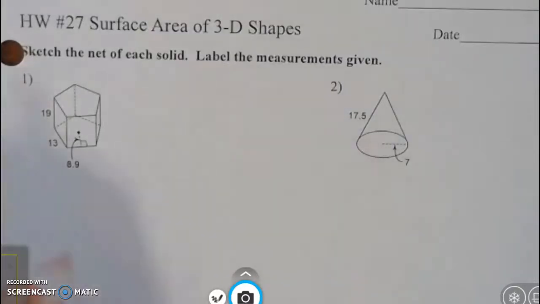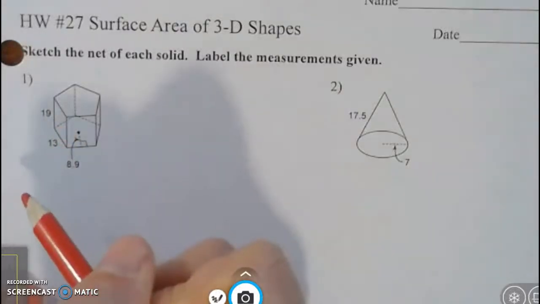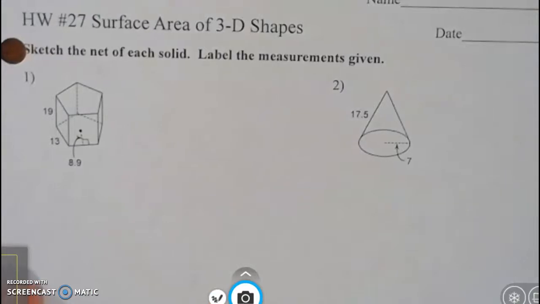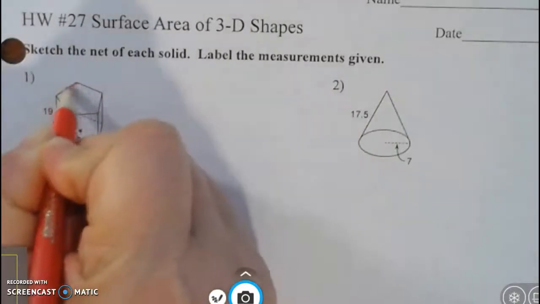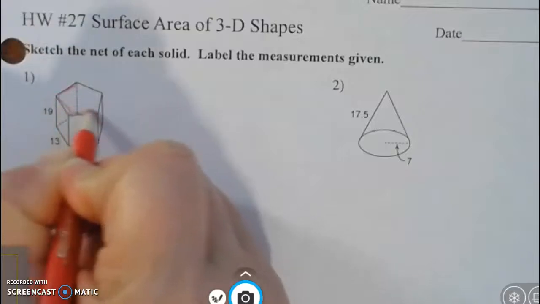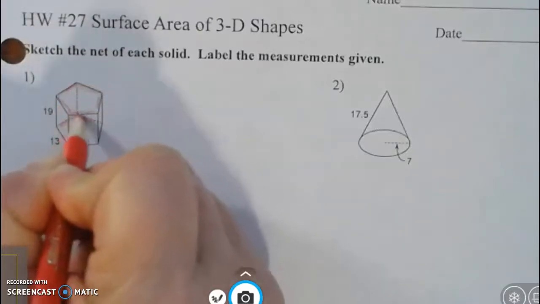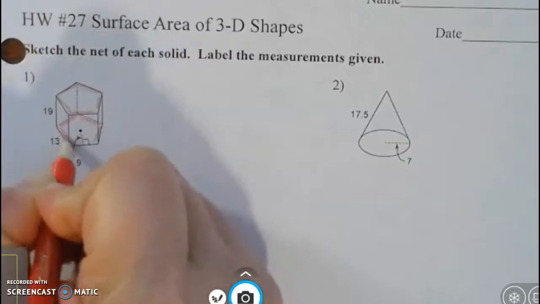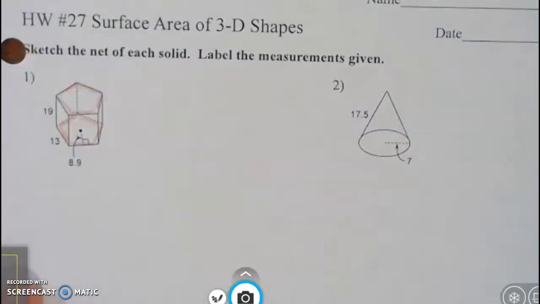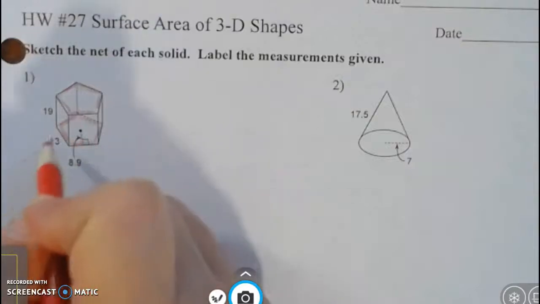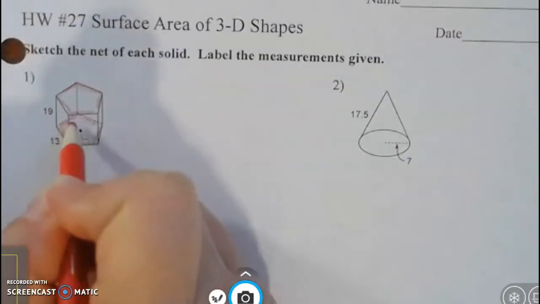Now, what shape is it that we have? First thing you need to do is, do you see a base? Do you see two sides that are parallel? Well, yes, the two parallel sides have the shape of a pentagon. We are given the apothem's length and the side length of the pentagon.